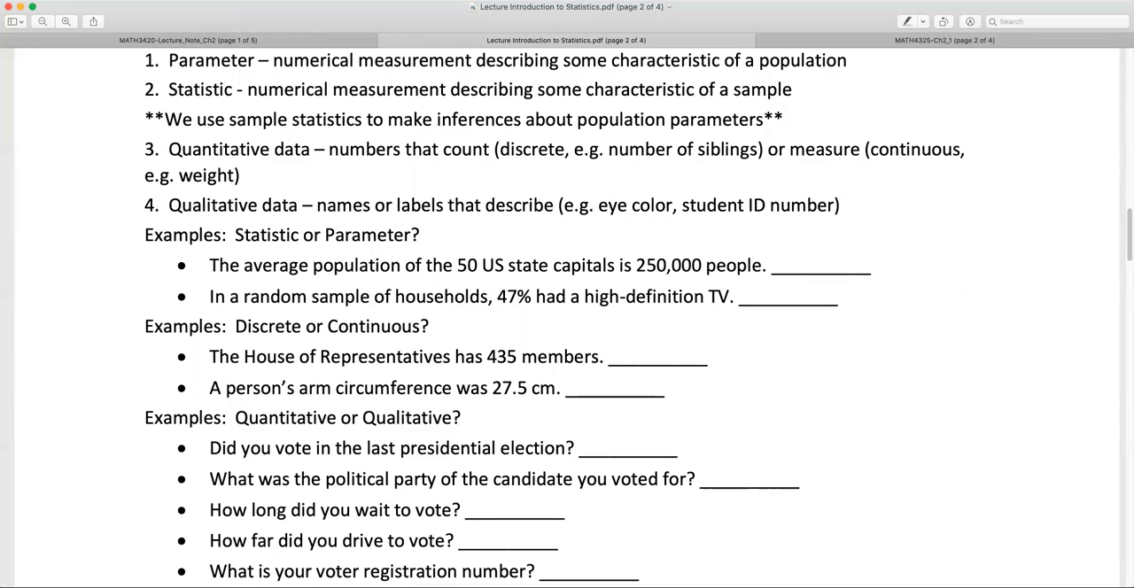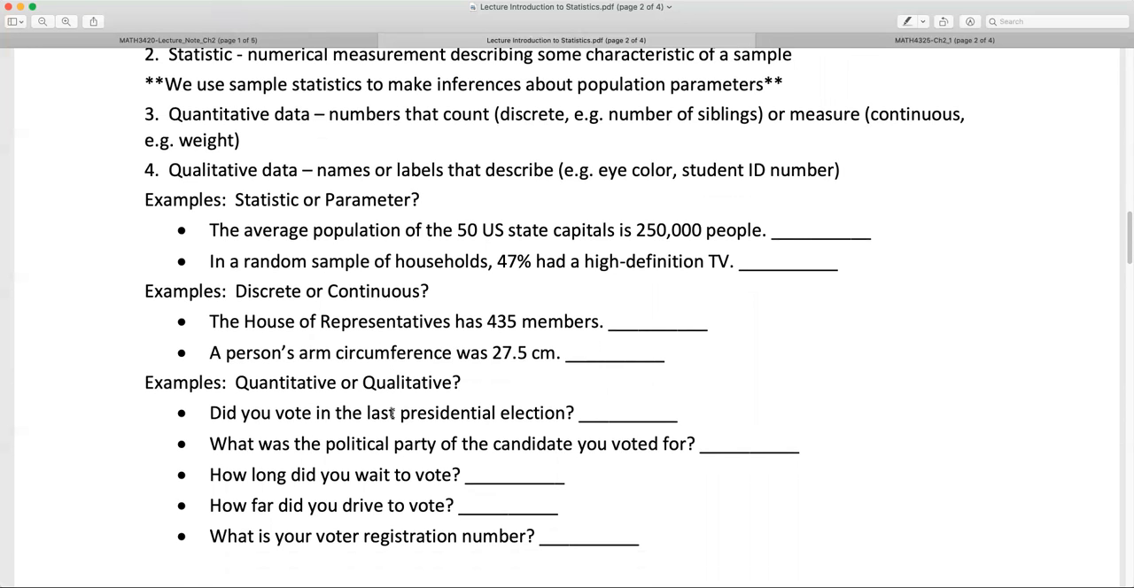Next one, discrete or continuous. The House of Representatives has 435 members, so it's discrete, right? It is countable, and also finite. And a person's arm circumference was 27.5 centimeters. This should be continuous. All measurements are continuous.